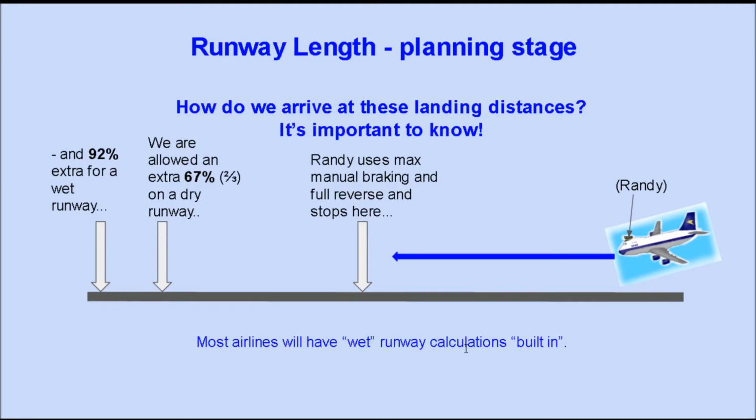And he comes in like this and he arrives on his runway and he uses maximum braking like we have here and stops about here. Now, for most countries, you will then be allowed a huge extra margin of 67% if it's a dry runway, or it actually works out at 92% for a wet runway. And most airlines will have wet runway calculations built in. So you can see the margins are huge.